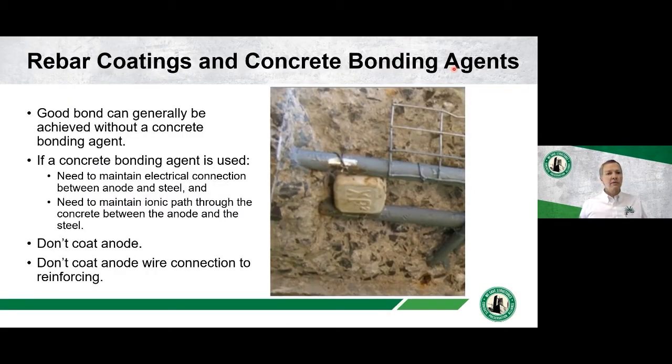If you're going to use rebar coatings or bonding agents on the concrete, you can do either of those things. Just have to be careful and make sure that you're not defeating what you're trying to achieve. Personally, I think in most places you don't need a bonding agent, but if you feel you need one, then just make sure that you're not messing up the ability of the anodes to perform. For sure, you don't want to coat the anode, and you don't want to coat where the anode is connecting to the steel.